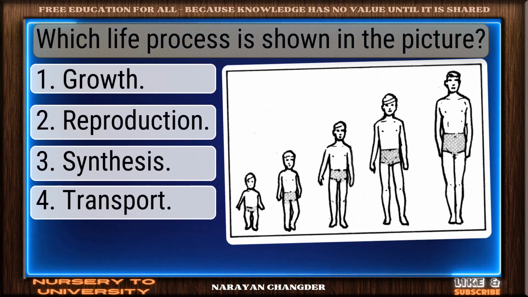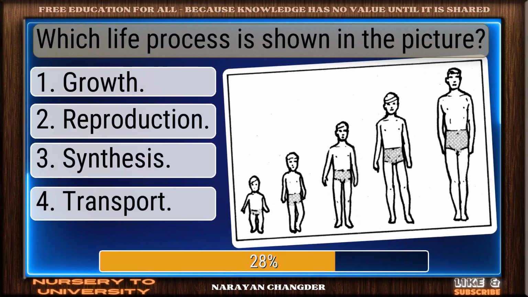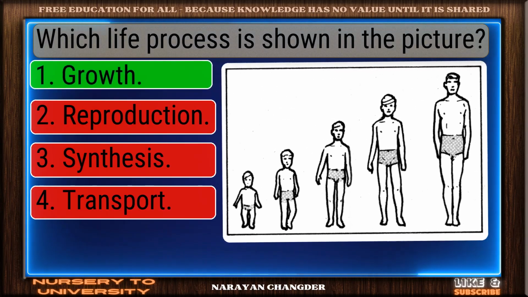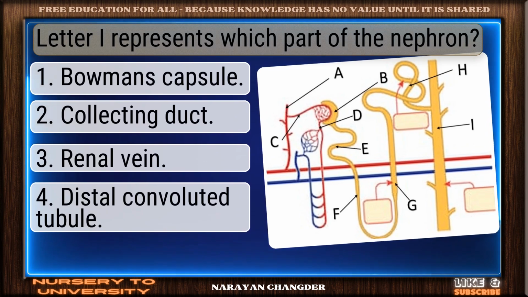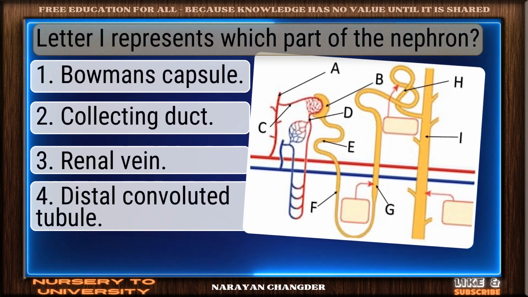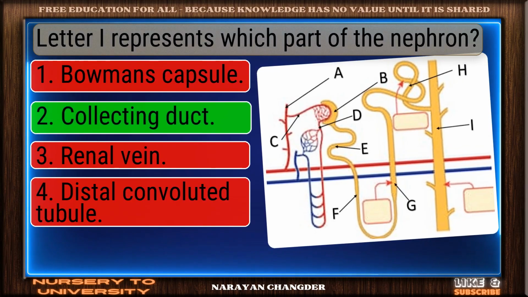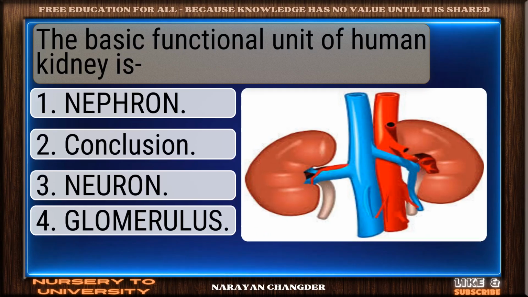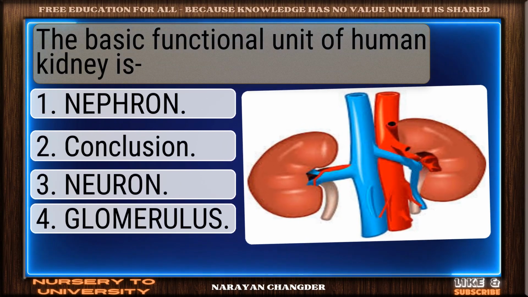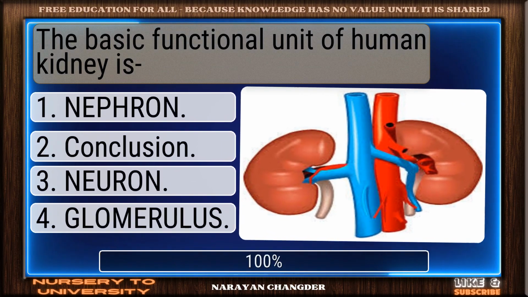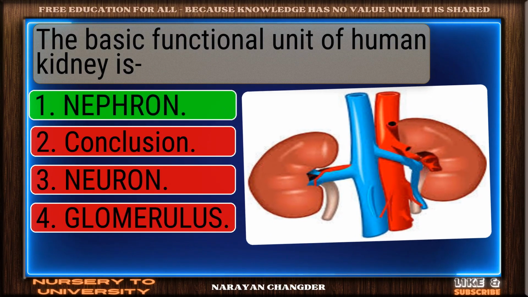Which life process is shown in the picture? On track. Growth is correct. Letter I represents which part of the nephron? Right again. Collecting duct is valid. The basic functional unit of human kidney is. Nicely done. Nephron is solid.